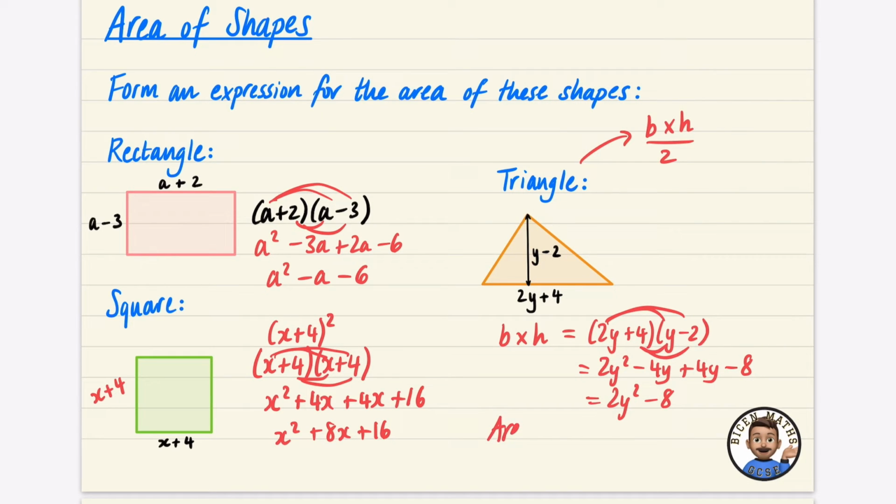So when I find out the area, I need to do the base times the height, and I need to divide it by 2. So I'm going to take this thing, and I'm going to half it. Well, you can just half the first part, which becomes y squared, and you can half the second part, so you get y - 4. So the answers to these ones, these expressions, the area of the rectangle is here, here is the square, and here is the area of the triangle.